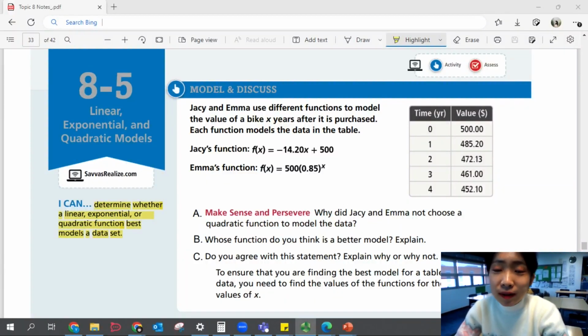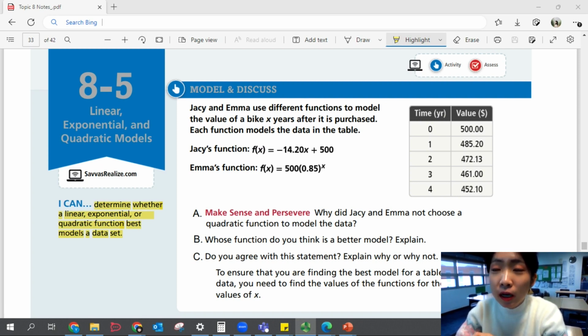Hi, this is Algebra 1, Lesson 8-5, Linear, Exponential, and Quadratic Models. In this lesson, we'll be able to determine whether a linear, exponential, or quadratic function best models a data set. So now that we have learned a linear function, exponential function, and a quadratic function, we want to compare them in different scenarios and see which function would best fit the data.